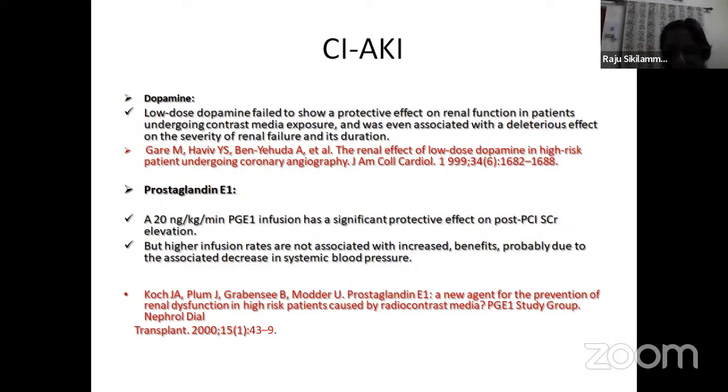They studied the prevention of renal dysfunction in high-risk patients caused by contrast media. In that study they used a 20 nanogram per kg prostaglandin infusion and found a significant protective effect on post coronary intervention creatinine elevation. But higher infusion rates were not associated with increased benefit, probably due to a decrease in systemic blood pressure. That means a low dose may prevent contrast-induced AKI, but higher doses may cause a drop in systemic blood pressure too.